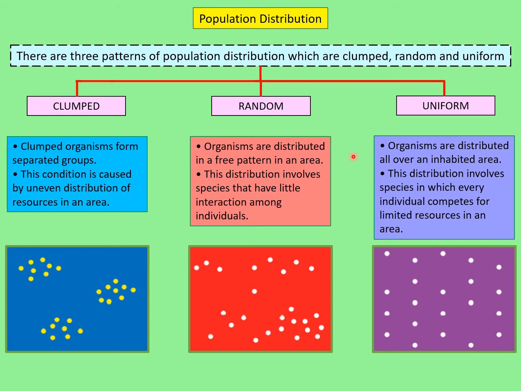Random. Organisms are distributed in a free pattern in an area. This distribution involves species that have little interaction among individuals. Okay, this is the diagram for random.